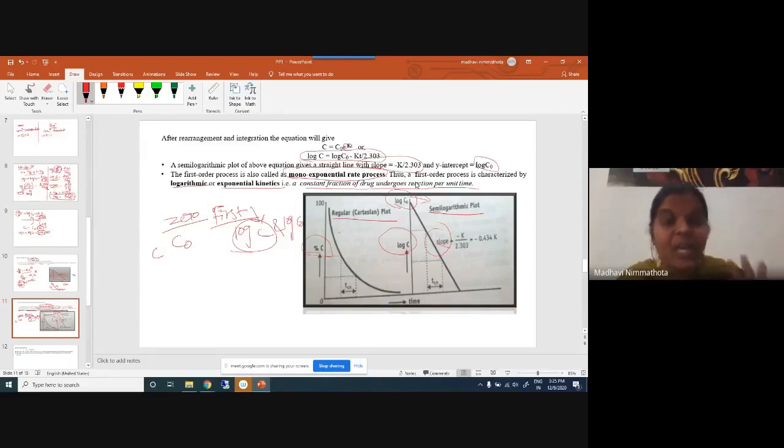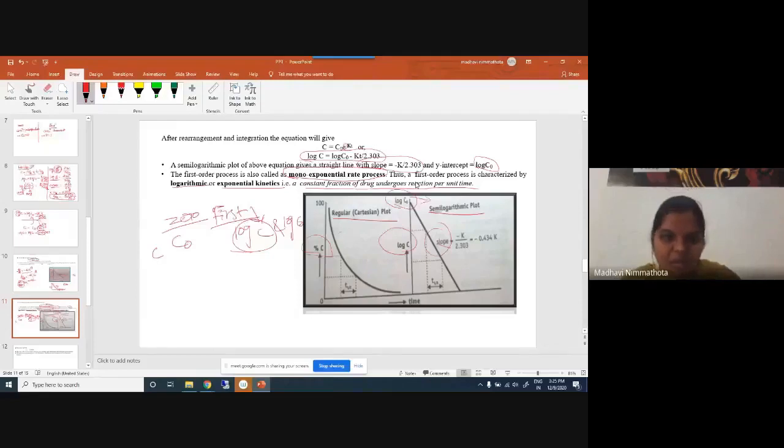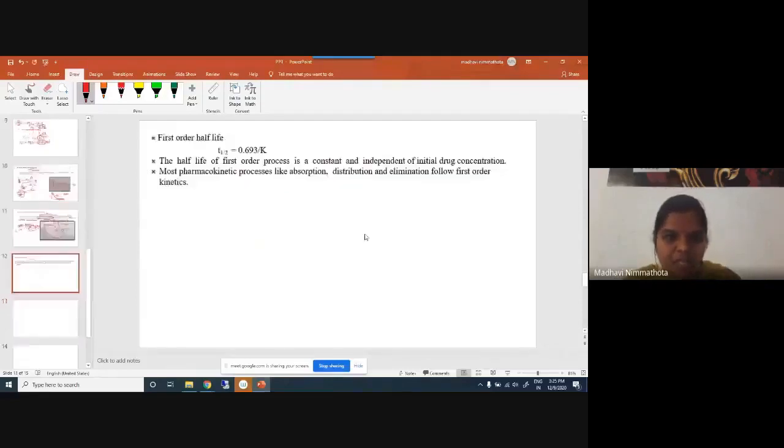I will send you the pictures of these two graphs so that you know the difference between them. I will send you the pics. And what about the first order half-life? That is 0.693 by K. I already told you the derivation, how it comes.